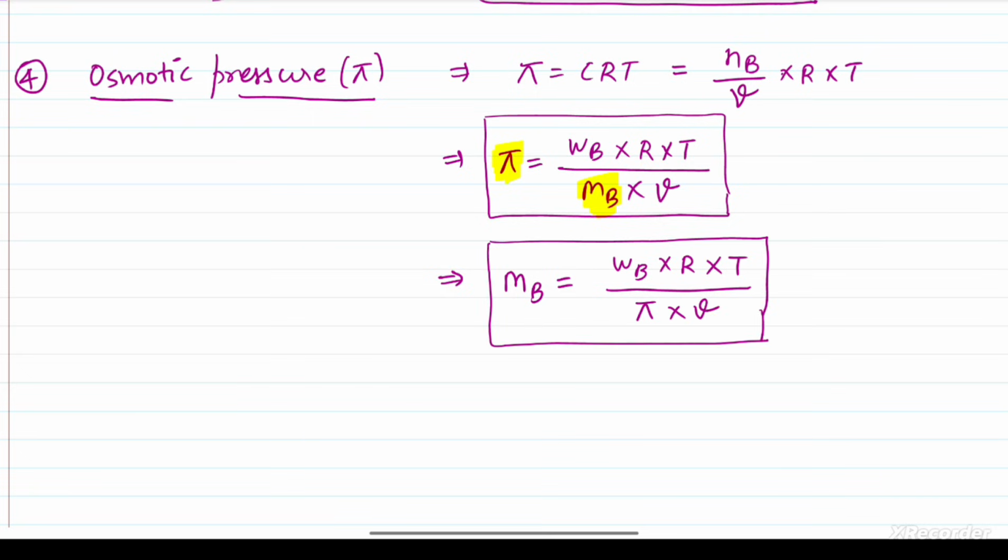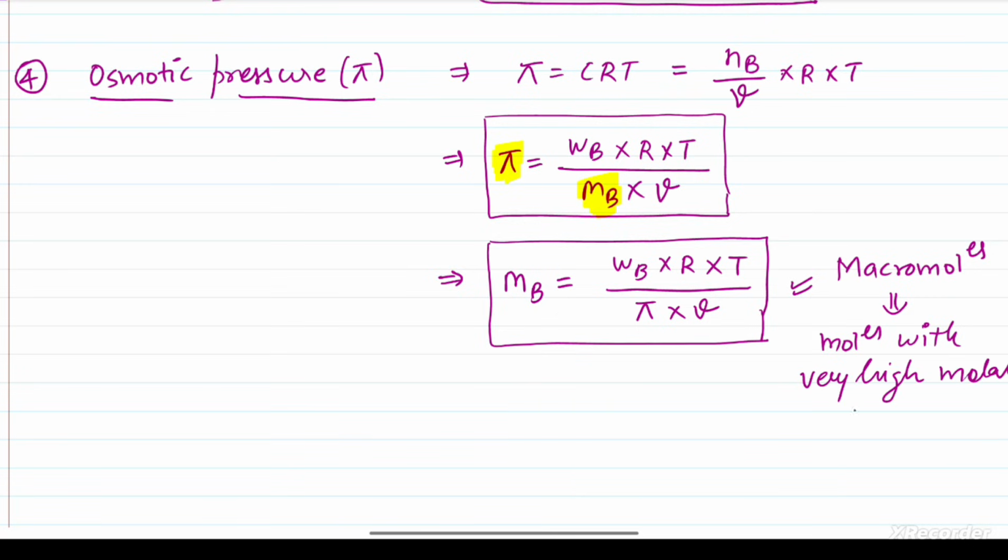Okay. But one more thing that you have to remember, this method is especially used for macromolecules. Macromolecules means molecules with very high molar mass, roughly more than 10,000, like we have proteins, biomolecules. This method is used for them. Okay, thank you.